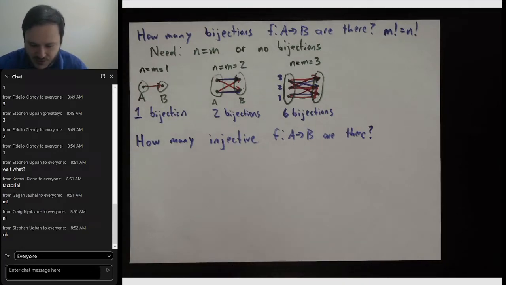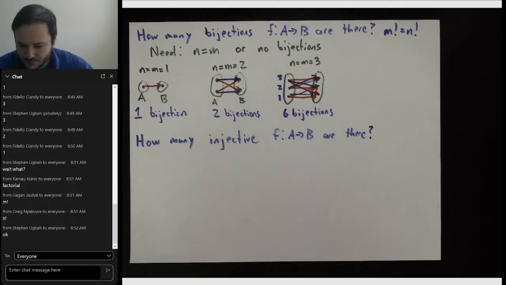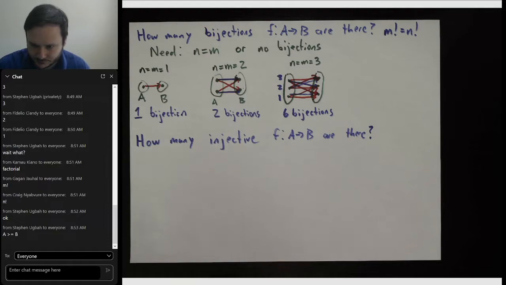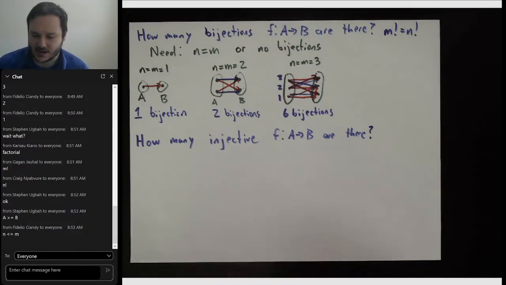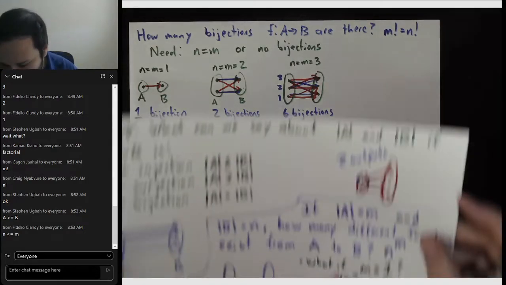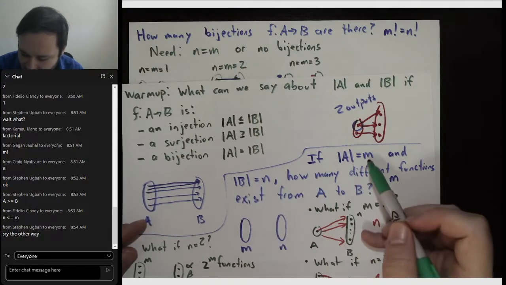Okay, so how many injective functions? So what do we need there to be? What did our warm-up tell us? When can there be injective functions? What condition on n and m has to be true? Injective functions, I need to fit A inside of B. So I actually need A to be smaller than B, and I think we said I have N and M maybe backwards here, but A is M, B is N. So I want M to be smaller than N.